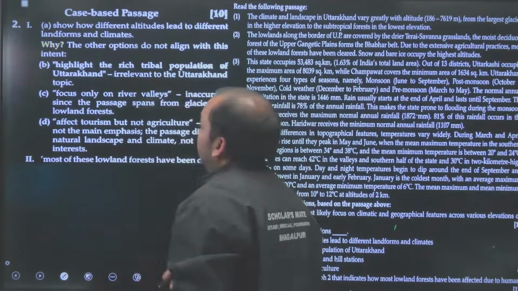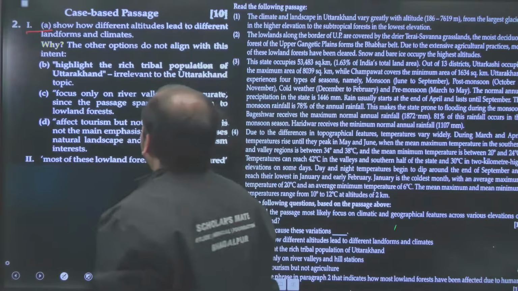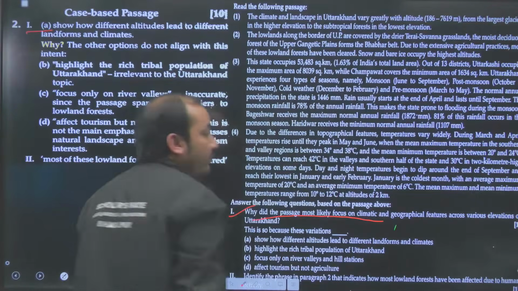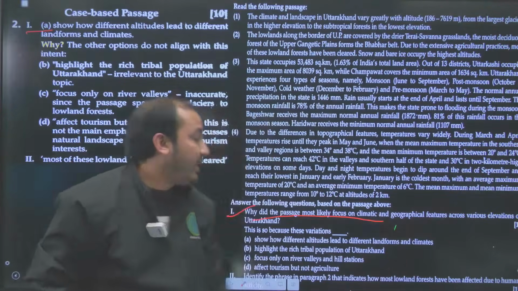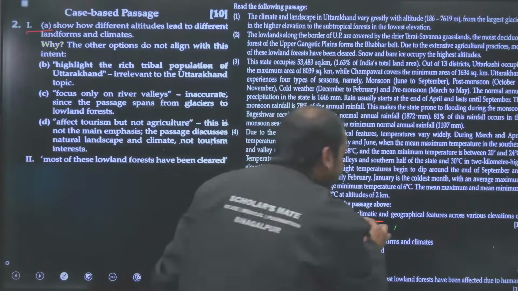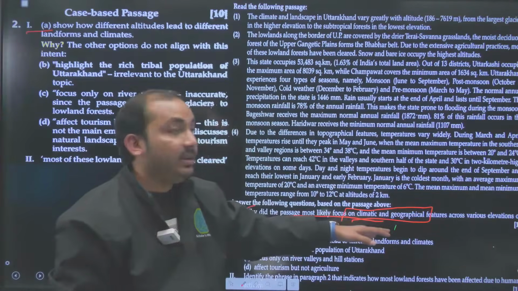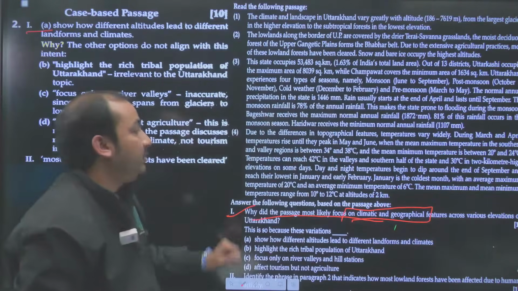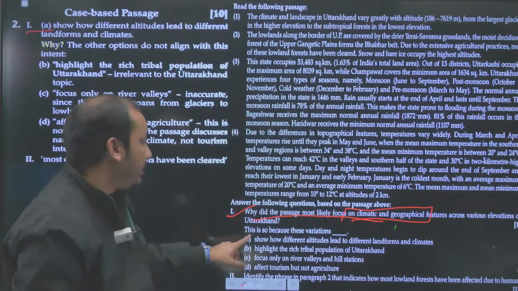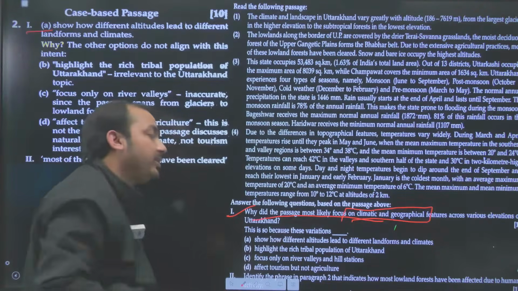So as we can see here, the first question is based on MCQs, we have to choose one of the options from these given MCQs. Why did the passage most likely focus on climatic and geographical features across various elevations of Uttarakhand? Climatic means related to the temperature, and geographical features means related to the land formation and vegetation. Various elevation, it means somewhere it is very highland, somewhere lowland, somewhere plains, somewhere mountains. So why has the author discussed those things? Because to show how different altitudes lead to different landforms and climates.